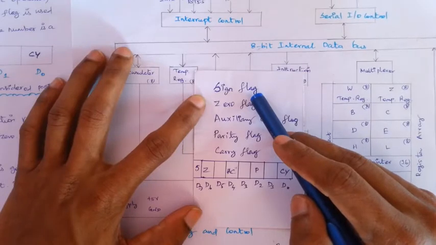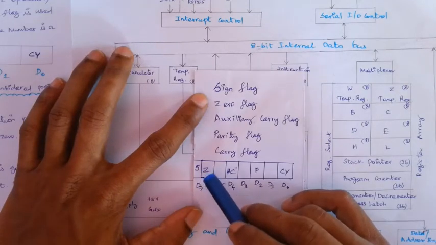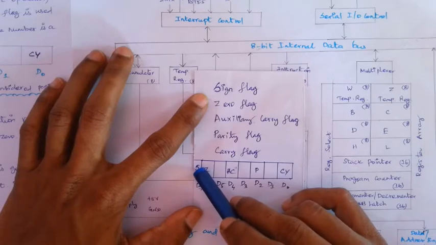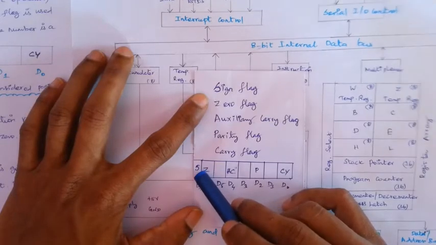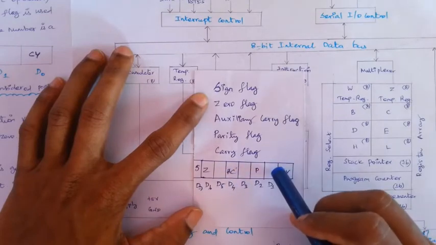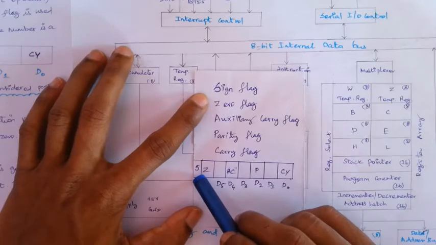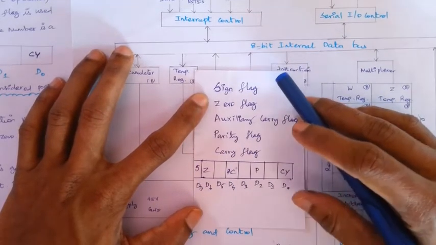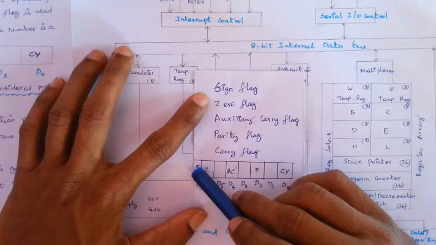After the execution of an arithmetic or logical operation, if the bit D7 of the result is 1, the sign flag is set. This flag is used with signed numbers in a given byte. If D7 bit is 1, the number is considered a negative number, otherwise if it is 0, the number is considered a positive number.